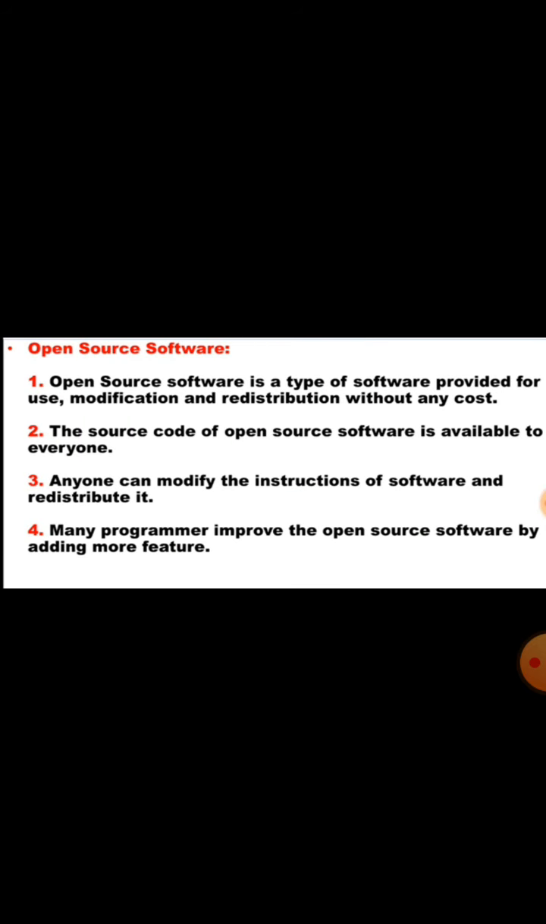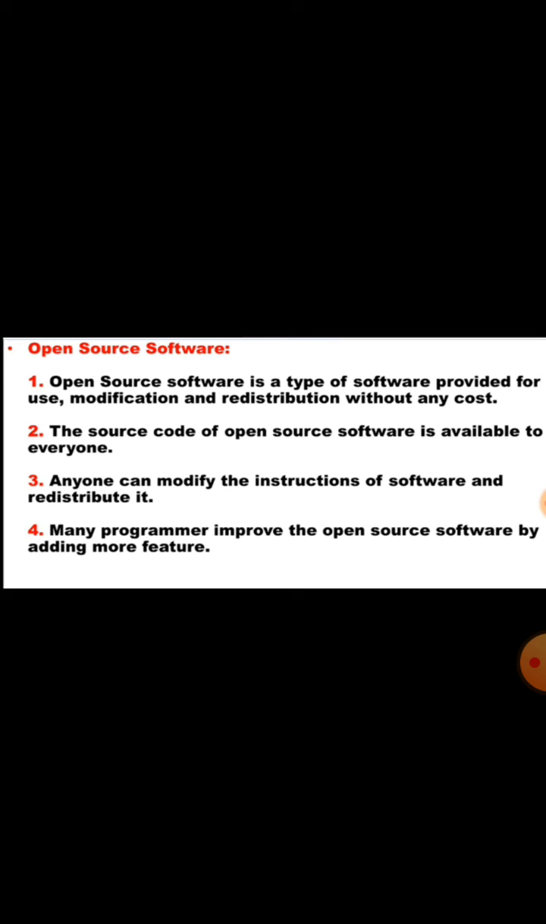Open source software is a type of software provided for use, modification and redistribution without any cost. The source code of open source software is available to everyone. Anyone can modify the instructions of the software and redistribute it. Many programmers improve open source software by adding more features. Basically, open source software is available in the form of source code.